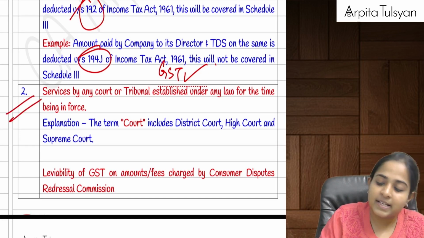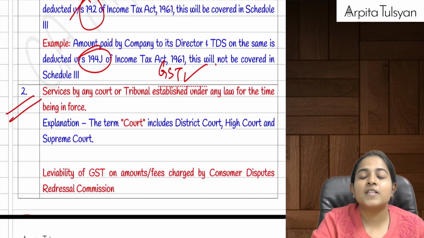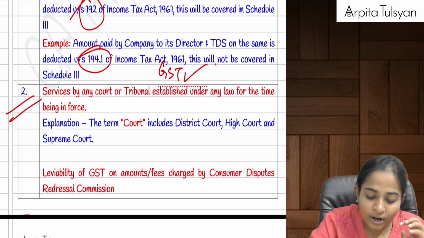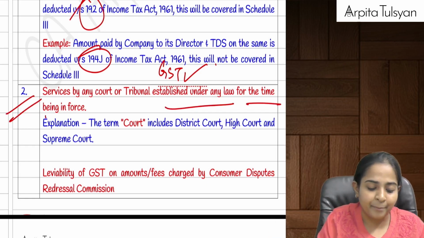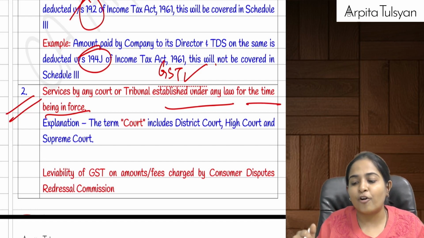So first one was services provided by employee to the employer. Next one is again important, simple. Services provided by any court or any tribunal established under any law for the time being in force.